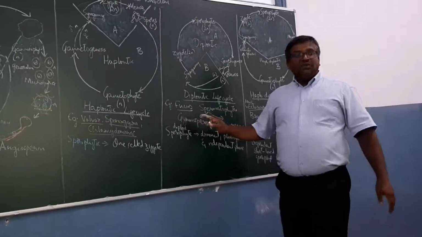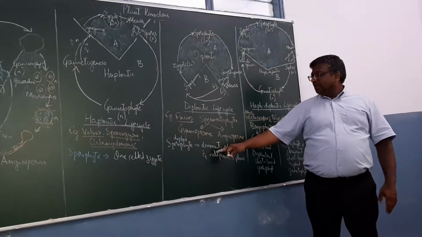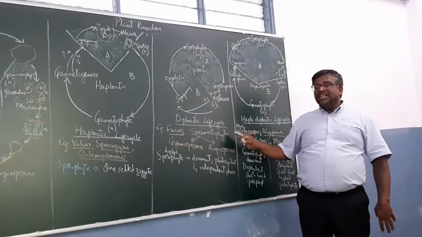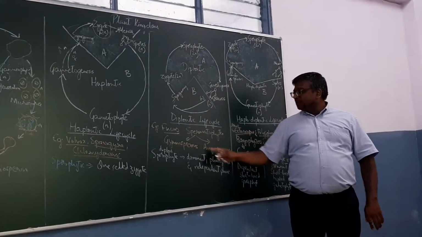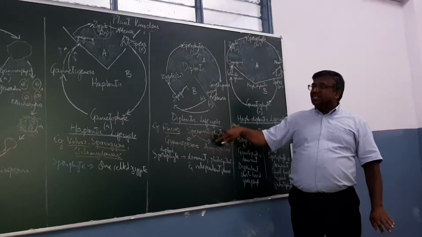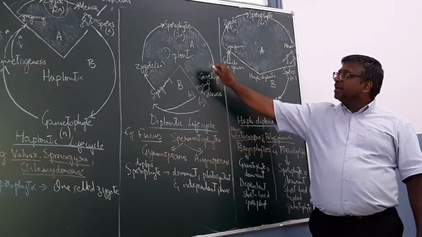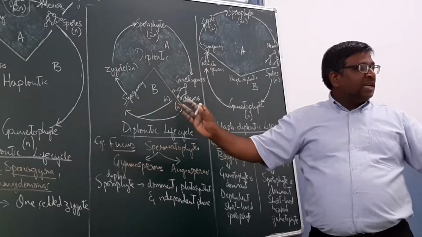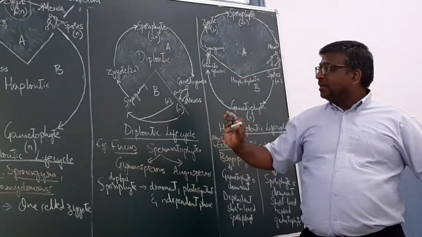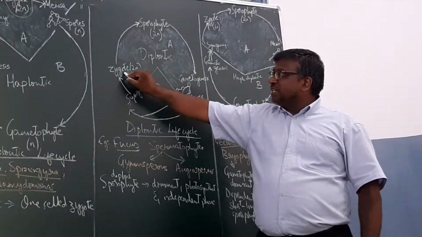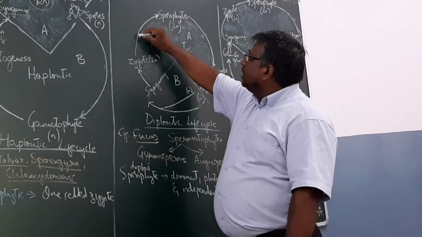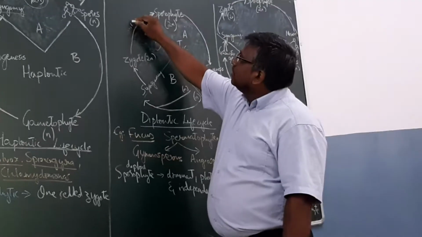What you have to remember, listen carefully: spermatophytes are seed-producing plants. Gymnosperms and angiosperms are the varieties of plants with a diplontic life cycle. The sporophytic generation is dominant. The diploid stage is dominant. Let us begin from the zygote stage. The zygote is diploid. It undergoes divisions, which we call mitosis.